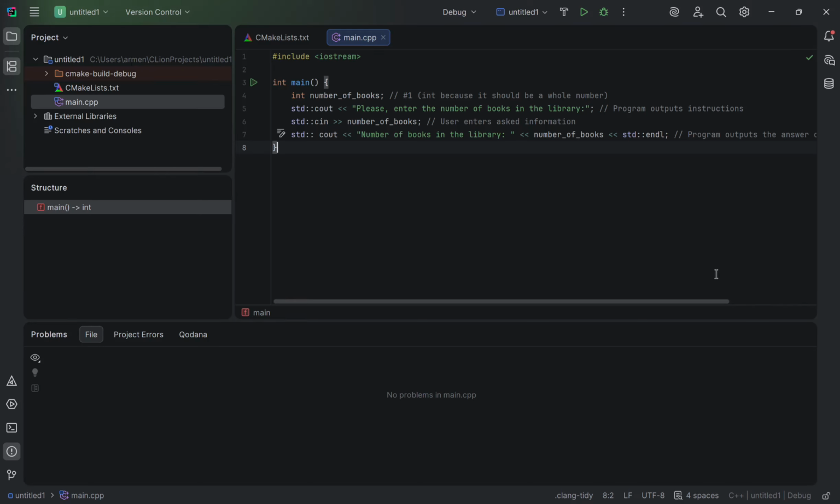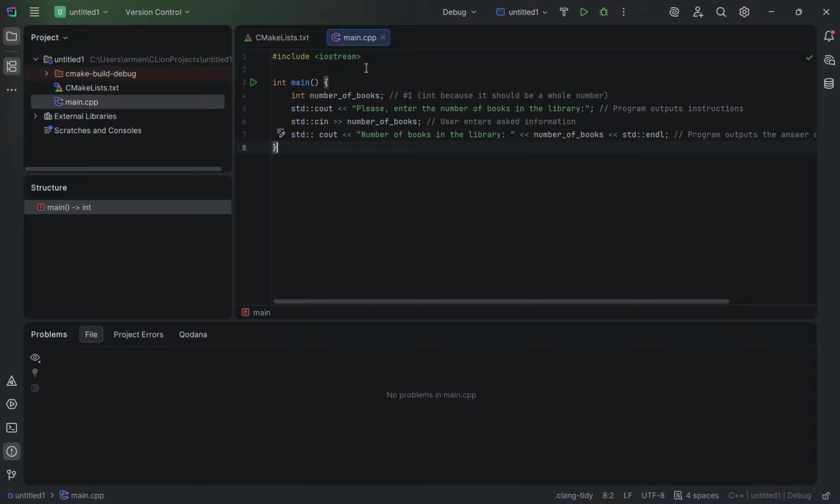Hi, today I'm going to share my takeaways about cin and cout. Cin and cout are basic C++ operators for input and output. These operators are a method of communication with the user. Cin stands for character in, cout stands for character out. In order for these operators to work correctly, you have to include the library iostream.